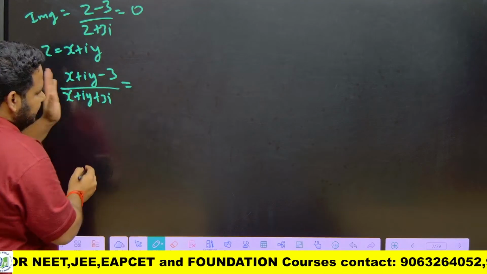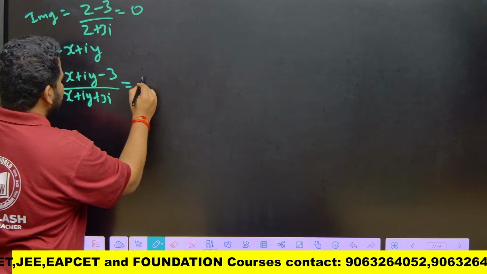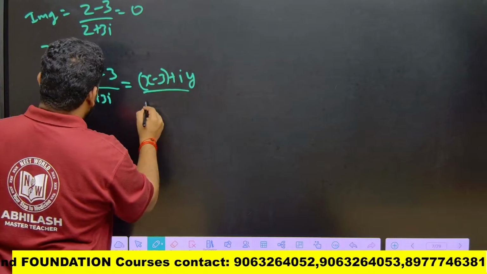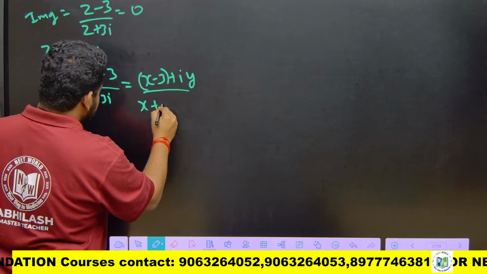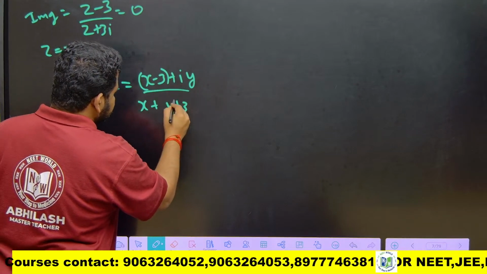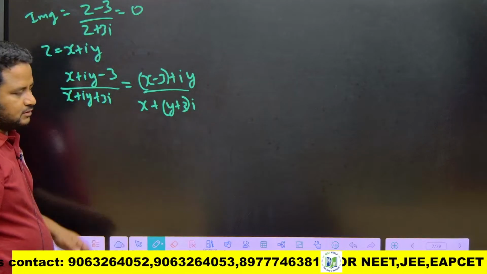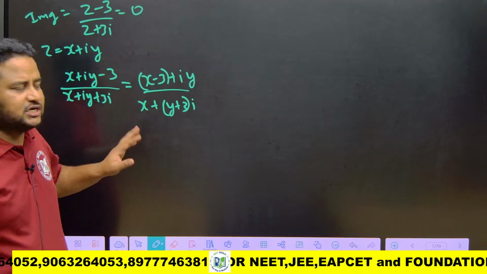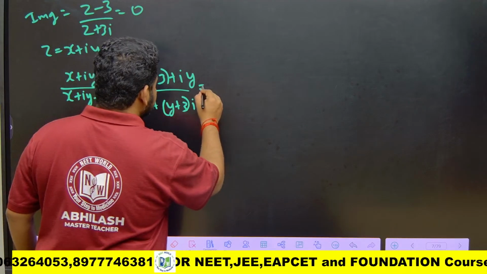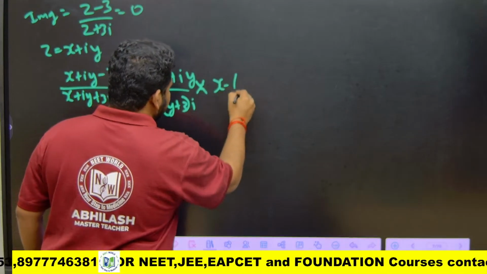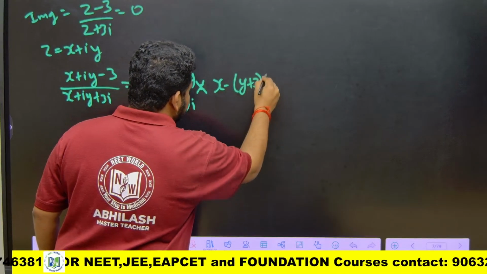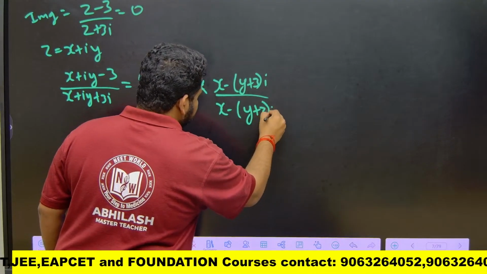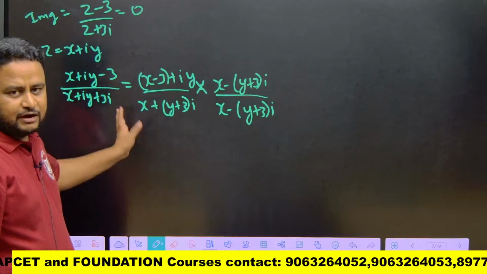Now I will write the real part together and the imaginary part together. This gives me (x - 3 + iy)/(x + (y + 3)i). Okay, this is what I have. Now I will multiply numerator and denominator by the conjugate of the denominator. The conjugate of the denominator is x - (y + 3)i, so I multiply and divide by x - (y + 3)i.